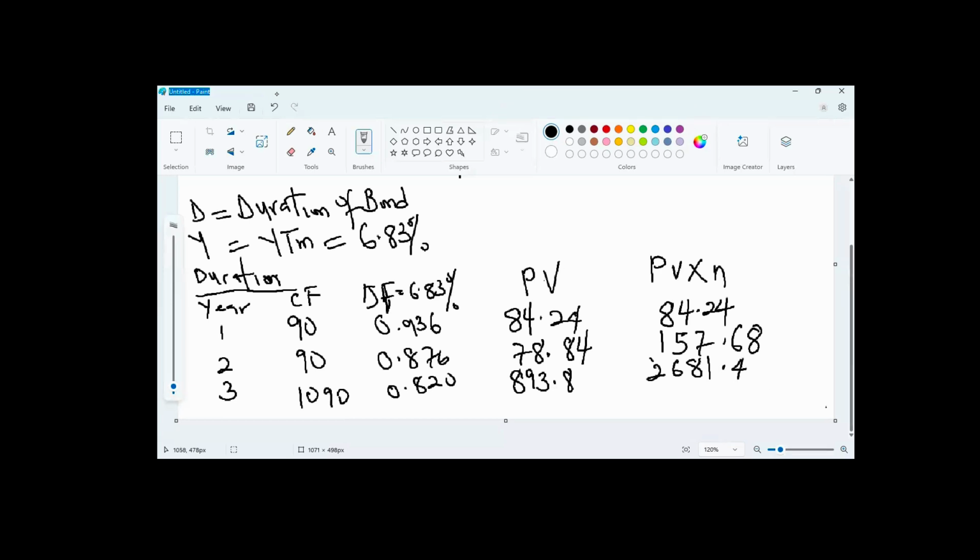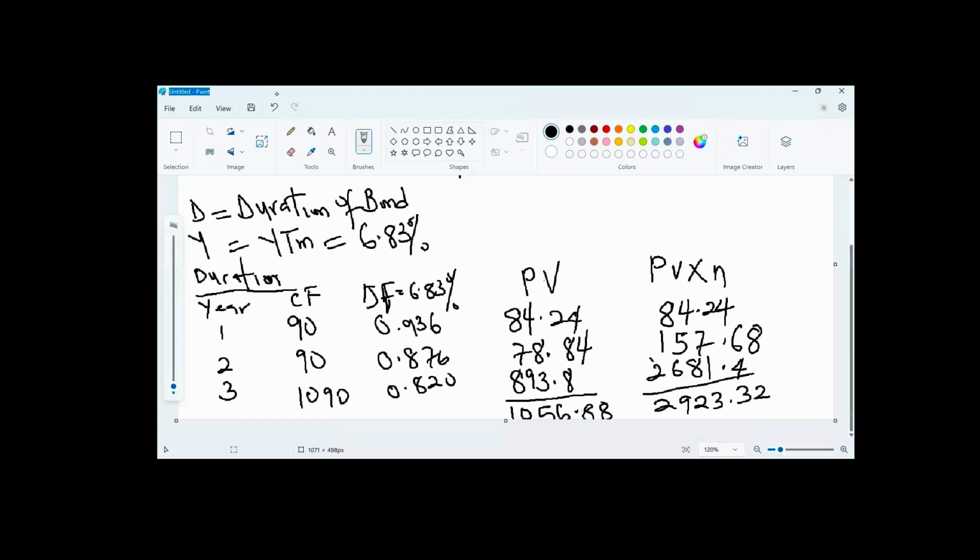Now, please sum up your present value. Summation of present value, 1056.88. The summation of present value multiplied by n is 2923.32.